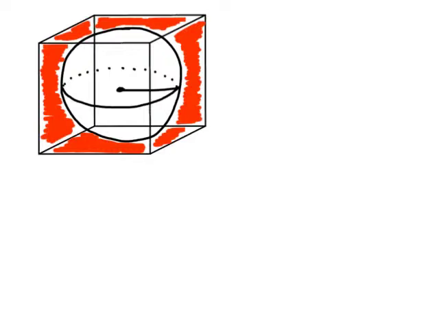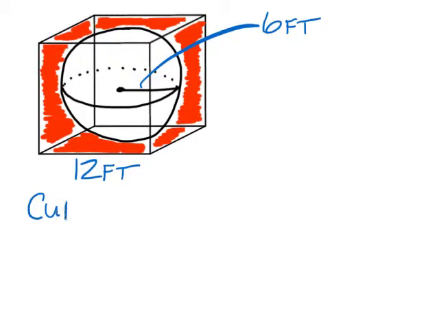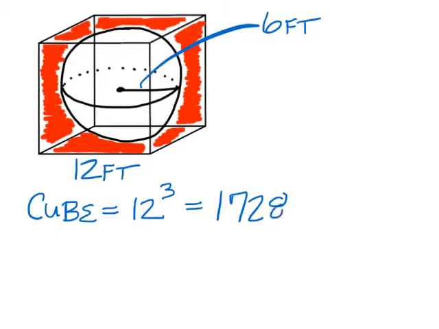Example 2. The cube has a length of 12 feet. If that's the case, then the radius is 6 feet. You have to find the volume of the cube first, which would be 12 cubed. So 12 to the third power comes out to be 1728. And that would be feet cubed.